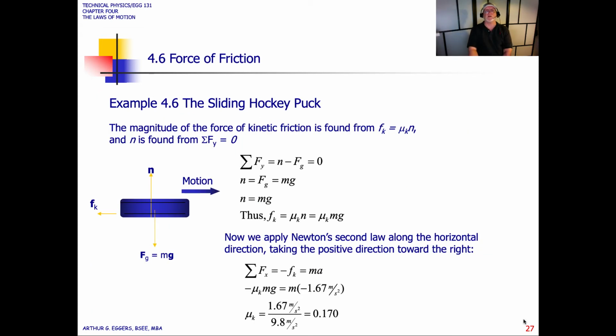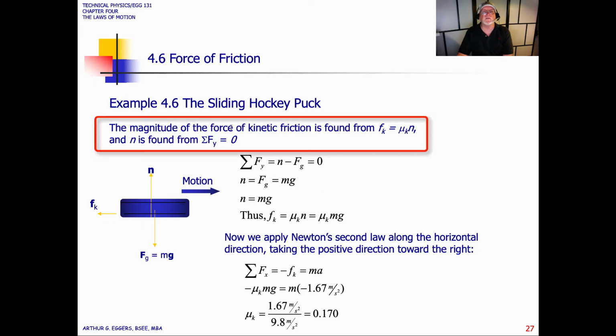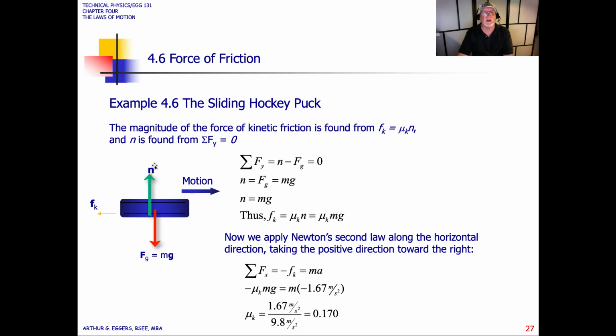So you have to be able to read these signs. If you've done the math correctly and the signs bear out, it's telling you something physical about the problem. So the magnitude of the force of kinetic friction, as we said, is found from F sub k is equal to mu k N. So N is found by summing the forces in the y direction. The only thing we've got going on in the y direction is the normal force and the force of gravity, the weight of the puck, mg.